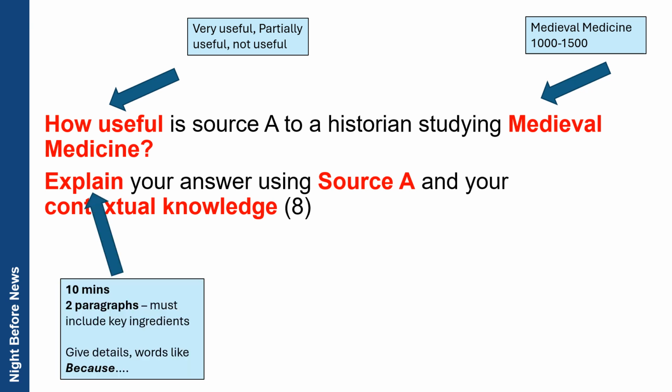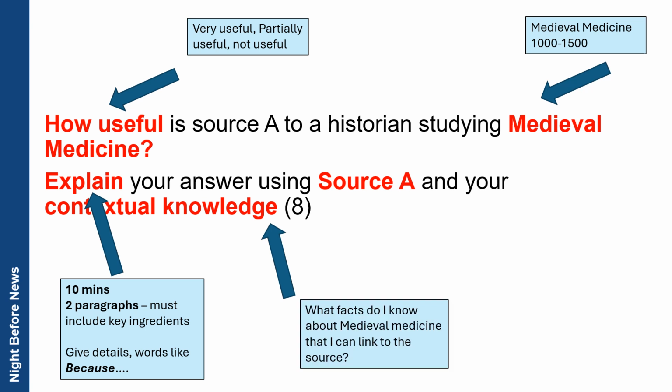Explain means I'm going to have 2 paragraphs and I'm going to be using words like this is important because, or this was useful, this shows me that. Contextual knowledge means I'm going to have to bring in some of the facts of my own. What do I know about medieval medicine that I can link to the source?